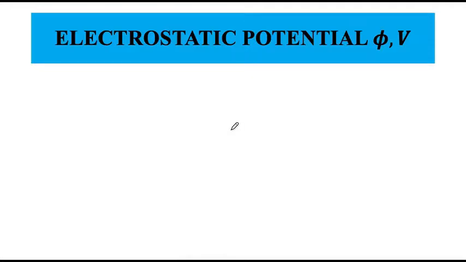Hello everyone. In today's class, we will look at a new concept called potential. Since we are still dealing with the electrostatic case, I am looking at electrostatic potential. The electrostatic potential is sometimes denoted by phi or sometimes by V. I will use V for now, but sometime later I might switch to phi. It doesn't matter which one you use. Both terms are equally used in literature.